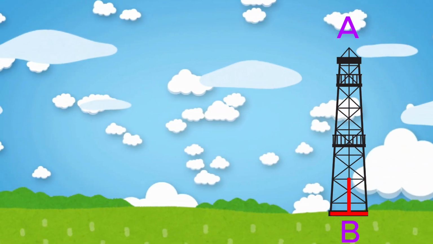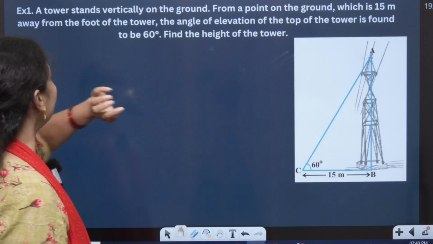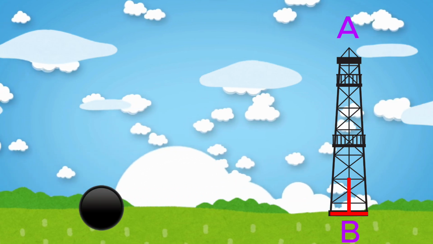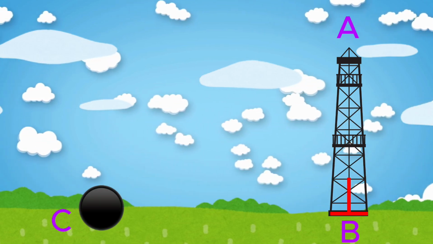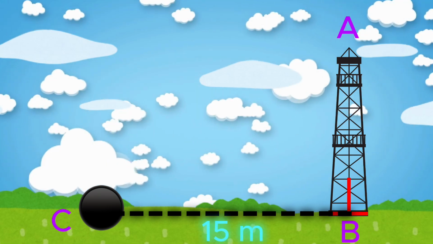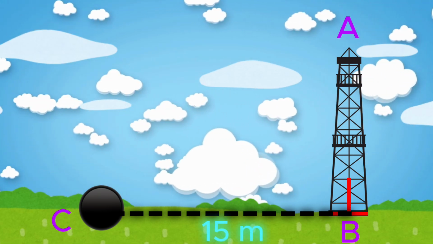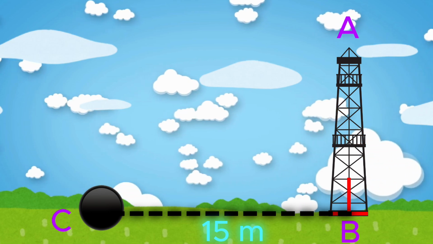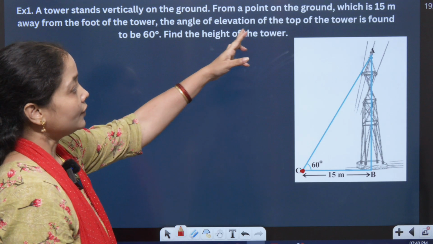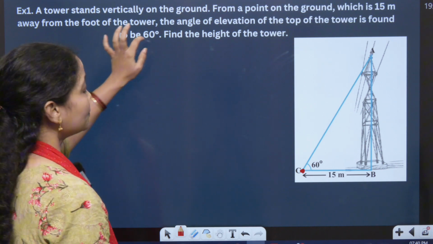So AB is my tower. From a point on the ground which is 15 meter away from the foot of the tower. This is a point C here, a point on the ground which is 15 meter away from the foot of the tower. So B is the foot of the tower, and 15 meters away is the point I am considering as C. The angle of elevation to the top of the tower is found to be 60 degree.